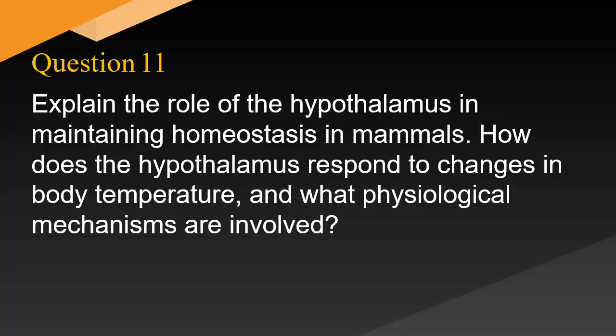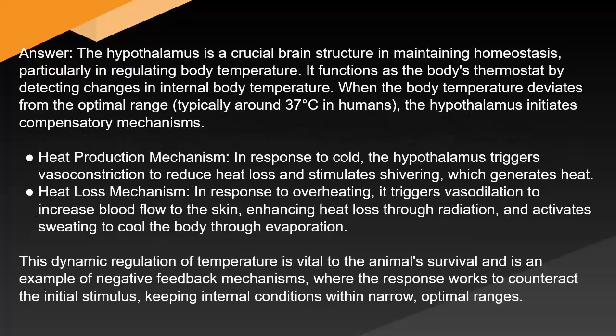Explain the role of the hypothalamus in maintaining homeostasis in mammals. How does the hypothalamus respond to changes in body temperature, and what physiological mechanisms are involved? Answer: the hypothalamus is a crucial brain structure in maintaining homeostasis, particularly in regulating body temperature. It functions as the body's thermostat by detecting changes in internal body temperature. When the body temperature deviates from the optimal range, typically around 37 degrees in humans, the hypothalamus initiates compensatory mechanisms.